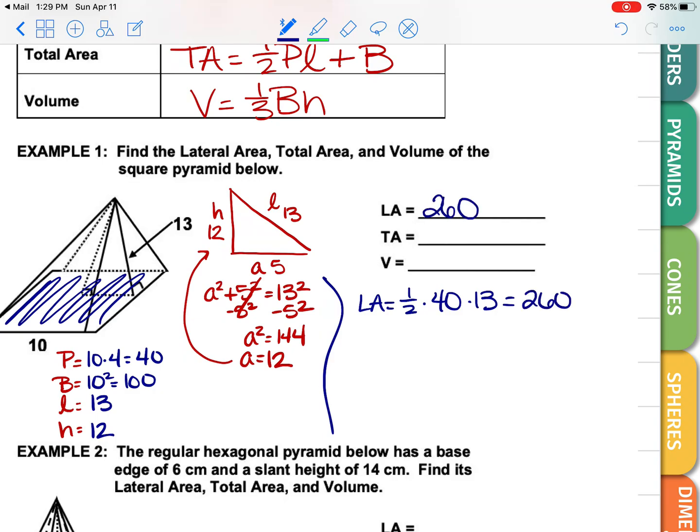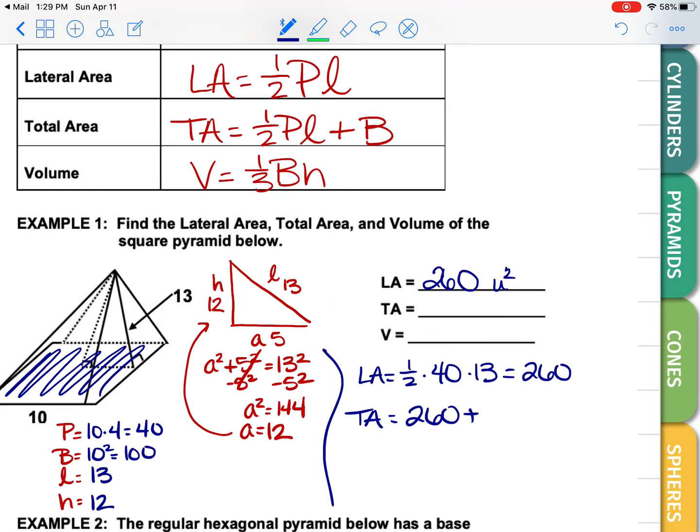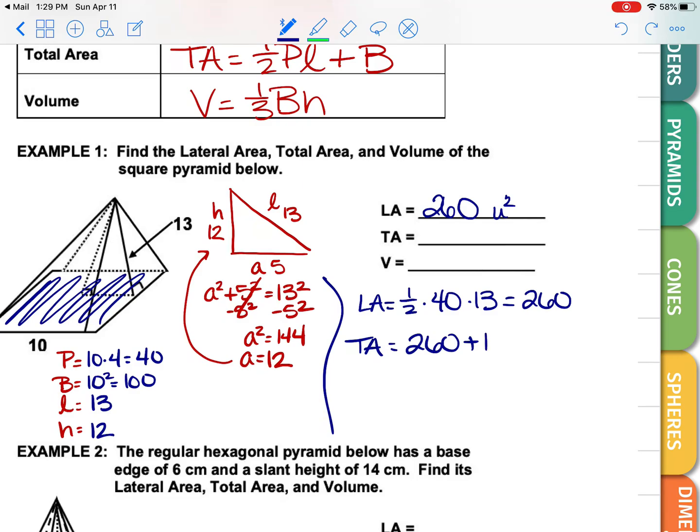So that would go here. And we don't have a unit here, so we would just say units squared. Total area, remember we bring that lateral down, plus, because we've already done this right here, that's our lateral, plus the area of the base, which we know is 100. And so the total area of that figure is 360 units squared. Formula for volume says 1/3 times area of the base, which is 100, times our height, which is 12. And if we multiply 100 times 12, divide that by 3, you would get 400, and that would be the volume.